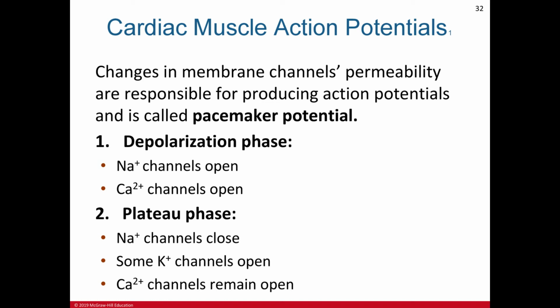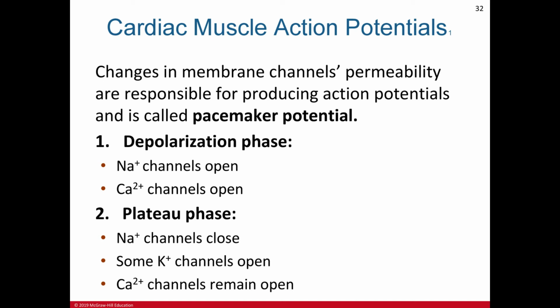Similar to the skeletal muscle, the cardiac muscle has depolarization and repolarization. The difference is that cardiac muscle has a plateau phase. So what is a plateau phase? Like action potentials in skeletal muscle and neurons, those in cardiac muscle exhibit depolarization followed by repolarization. In cardiac muscle, however, there is a period of slow repolarization that greatly prolongs the action potential.